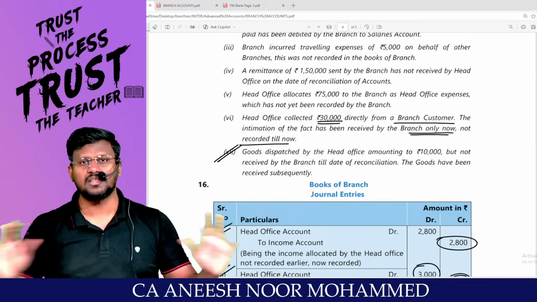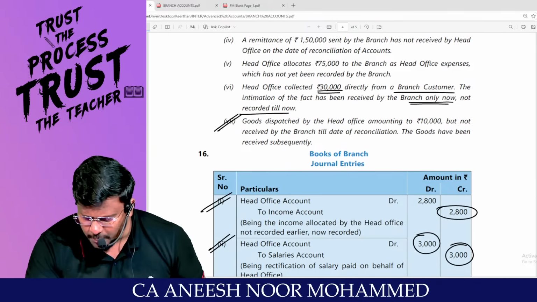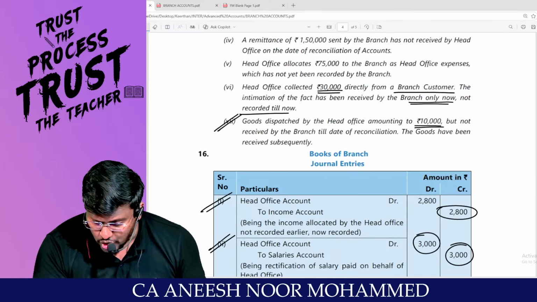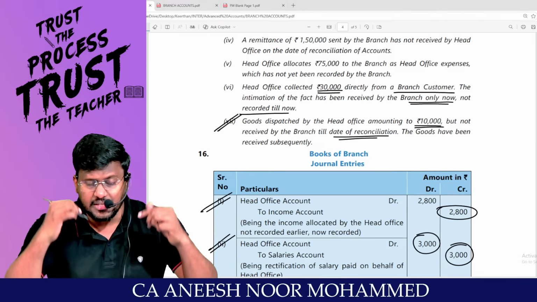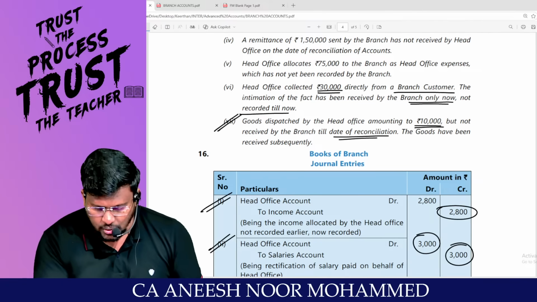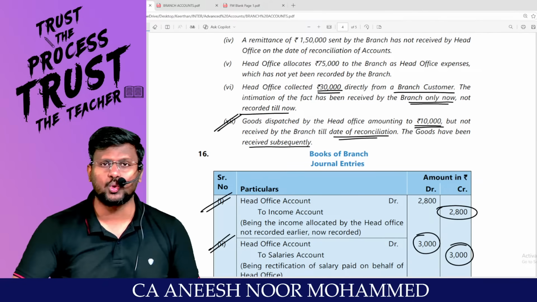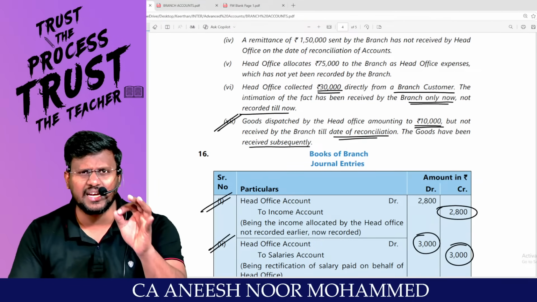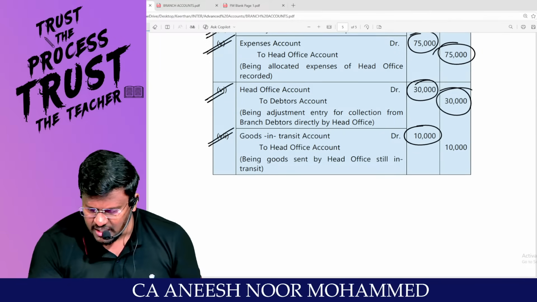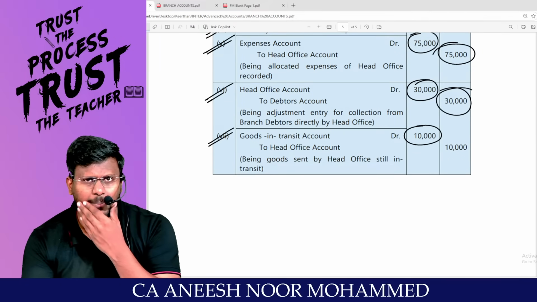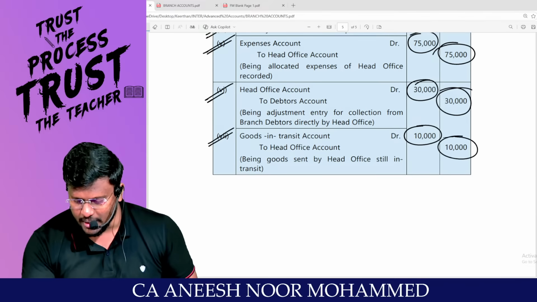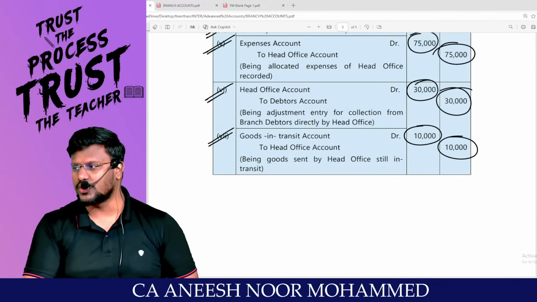The last adjustment. Goods dispatched by head office amounting to 10,000, but not received by branch till the date of reconciliation. That means head office sent goods to branch. Only now I am getting the information. Goods have been received subsequently. That means goods in transit. Goods in transit is an asset. Asset should be debited, my dear lovable students. I should pass the entry. Goods in transit account debit 10,000. Like a general purchase, purchase to creditor. From whom did you purchase? From head office. So we are liable to pay, sir, 10,000 rupees to the creditor.